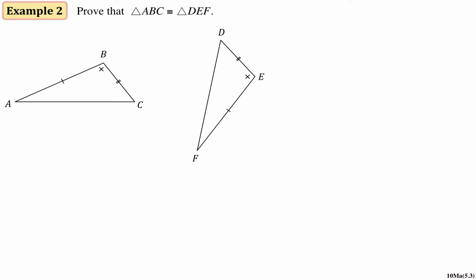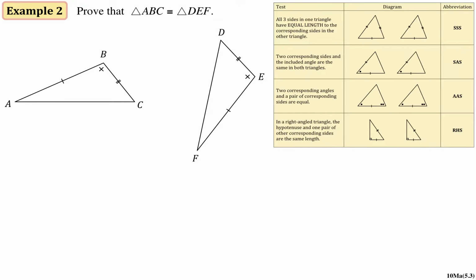Let's go to example 2. Now this question says, prove that triangle ABC is congruent to triangle DEF. Let's have a look at our triangles. There's my four tests. With my triangles, I have 1 dash, 1 dash, 2 dash, 2 dash. I've got two sides that match up, and I've got an angle between those two sides. So I'm going to go straight to this one. I've got two sides and an angle between them. So I'm going to be using this test here, the side angle side test.